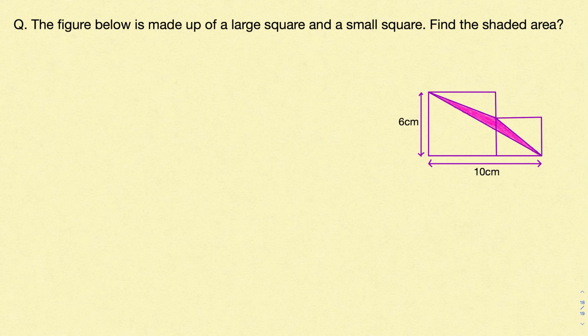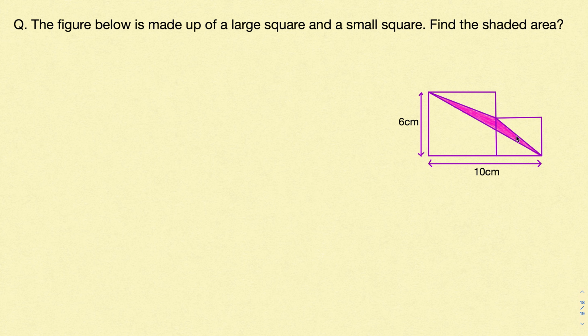So today we are going to do a very interesting problem on area of triangle. Let's start with reading the question first. The figure below is made up of a large square and a small square. Find the shaded area. As we can see in this figure, it's made up of a large square and a small one, and there is a shaded area inside the two squares. So we have to find the shaded area.